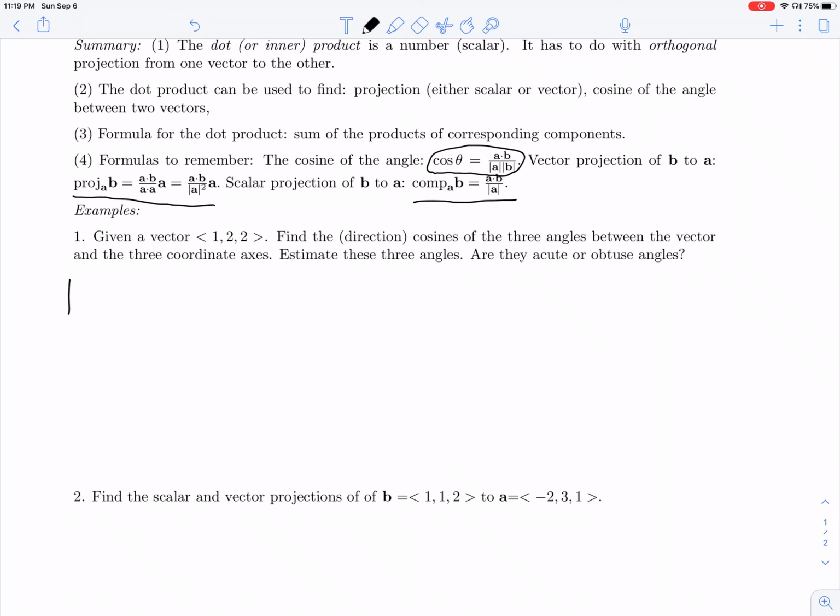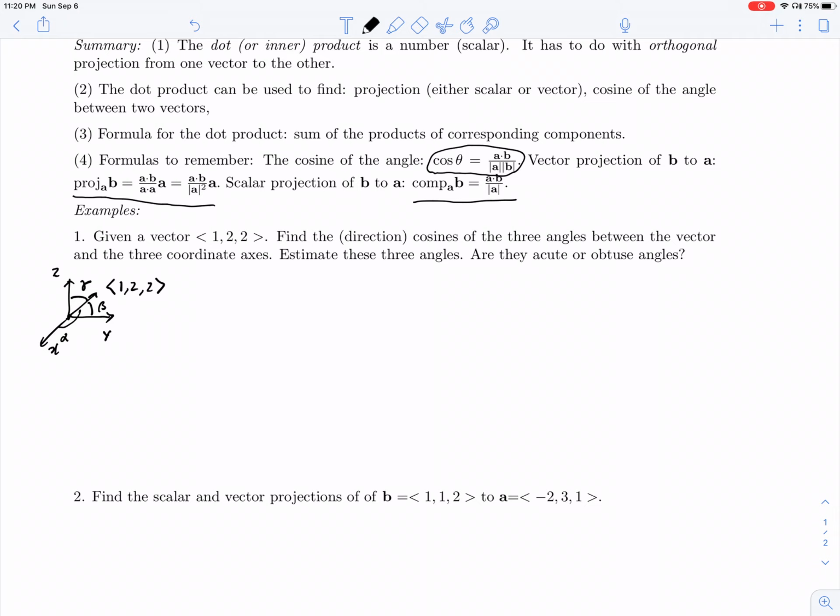So let's first just sketch the diagram over here. In general, if you have a vector over here, you can find three angles. This is x, this is y, and this is z. This angle is called alpha, this angle is called beta, and this angle is called gamma. Okay, and we have a vector over here, (1, 2, 2). You can see in general, it isn't very easy to find the angles.